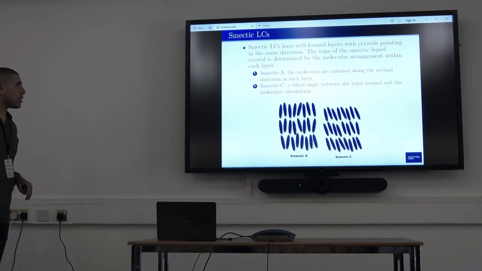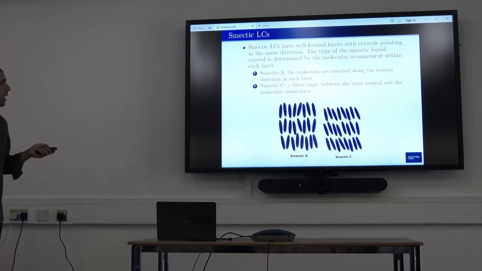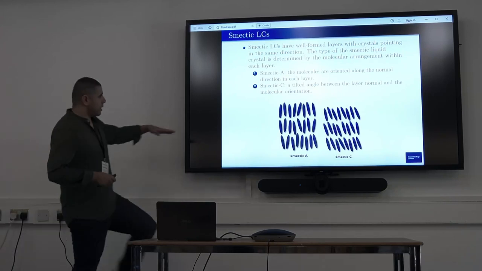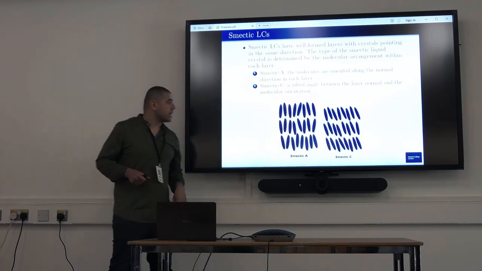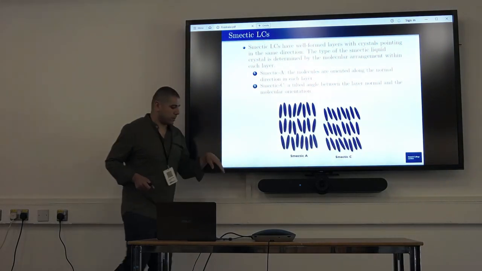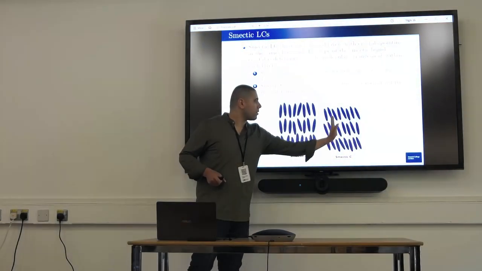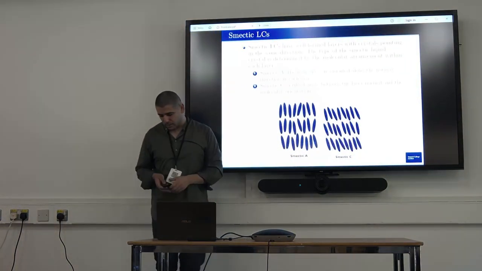These are some details about smectic liquid crystals. They have well-formed layers with the crystal pointing in the same direction. The type of the smectic liquid crystal is determined by the molecule arrangement within each layer. In smectic A, we have molecules oriented along the normal direction, so these are the layers, and the molecules point to the normal direction. In smectic C, we have a tilted angle, like this. Again, these are the layers, and we have an angle.